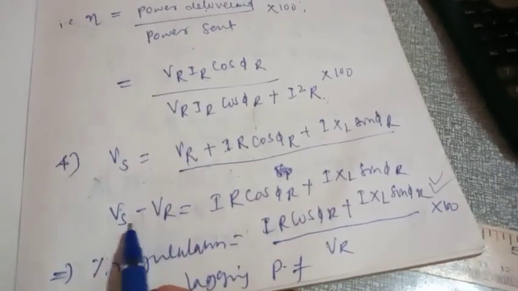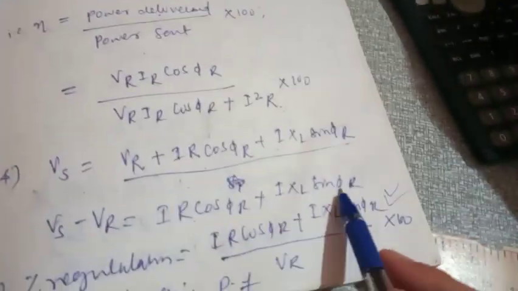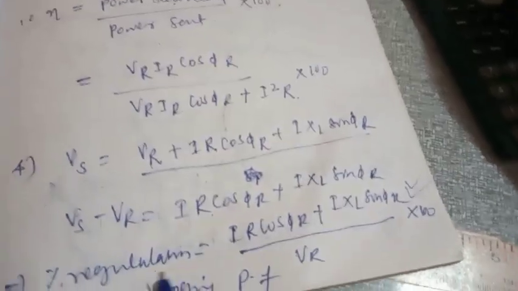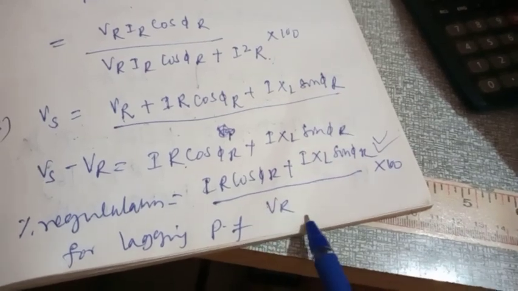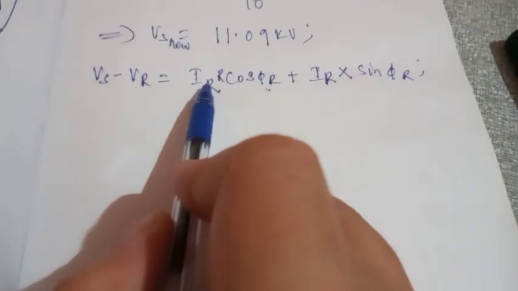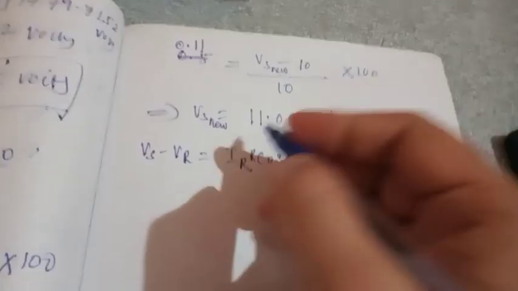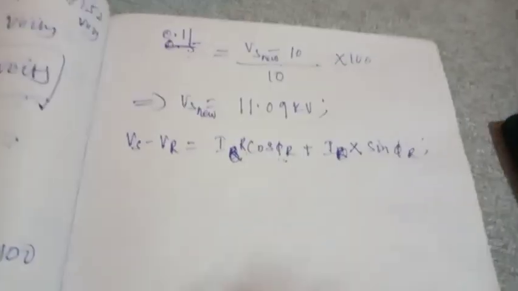So what is Vs minus Vr? It is IR cos phi r plus IXL sin phi r. So what is the regulation? IR cos phi r plus IXL sin phi r divided by Vr. This one I am taking here. This is IR into R, or in general I into R cos phi r, I into X sin phi r.